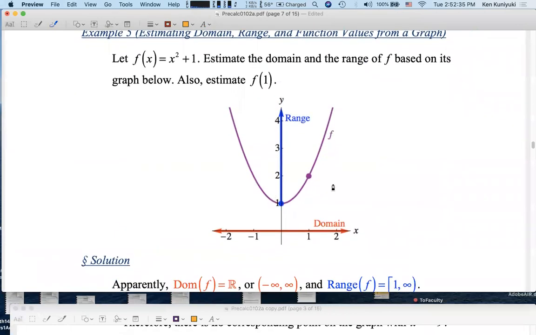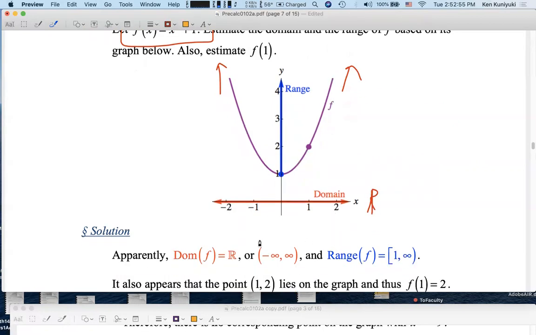To estimate the domain, ask yourself, what are the x-coordinates we pick up on the graph? Well, assuming the graph extends as expected, we pick up all real numbers. But that should be expected because we have here a polynomial function. And that is the implied domain for any polynomial function. The domain we expect to be R, the set of all real numbers. This over here.